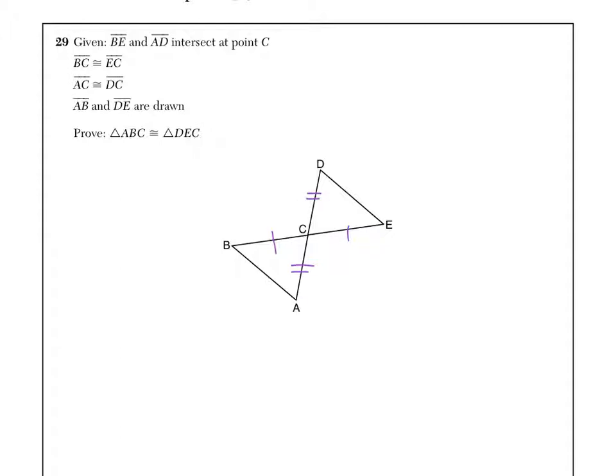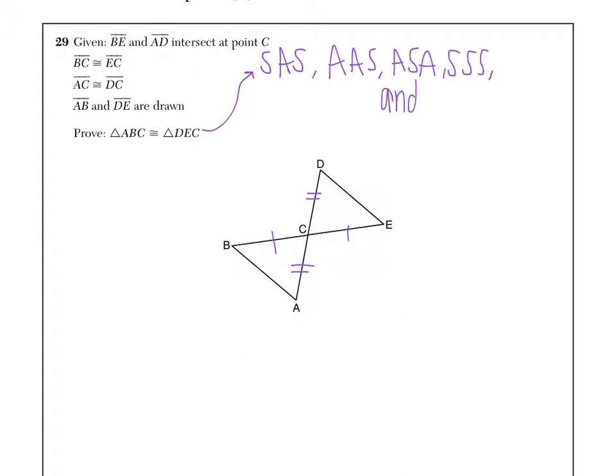Our goal here is to prove that the triangles are congruent, and we can do this in one of 5 ways. We can either prove by side, angle, side; angle, angle, side; angle, side, angle; side, side, side; and HL, hypotenuse leg, which can only be used with right triangles.